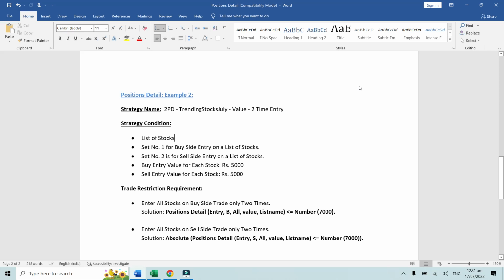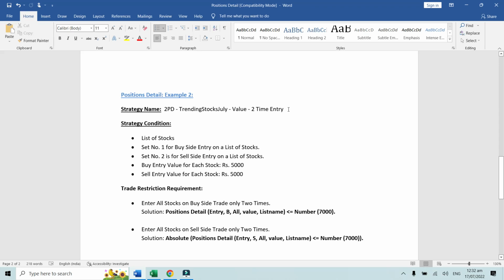Hi, so in this section of the video, we will discuss the second example of using positions detail to restrict the number of times we take entry in a particular stock, either on the buy side or on the sell side. So in this example, we will see this particular strategy that I've created. That is basically 2 PD trending stocks value 2-time entry strategy.